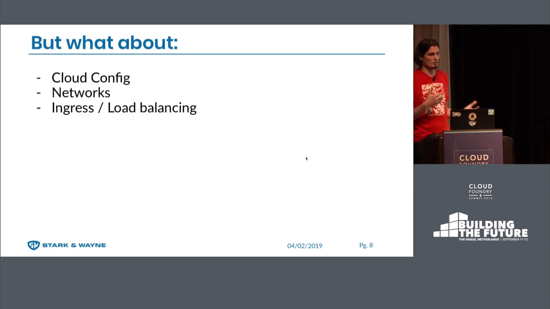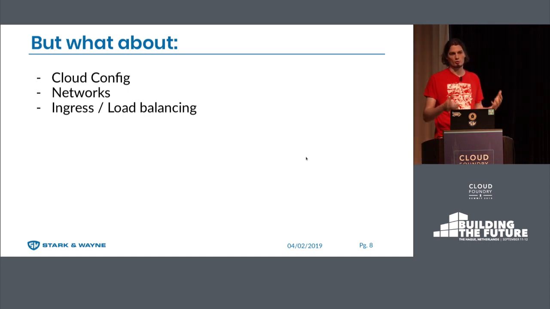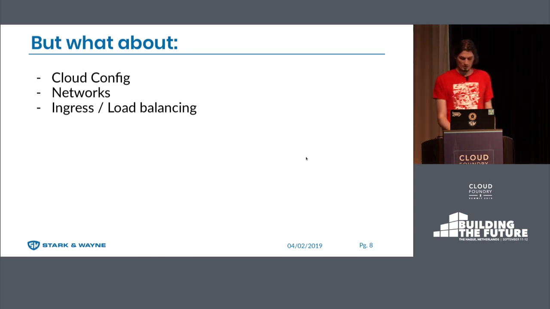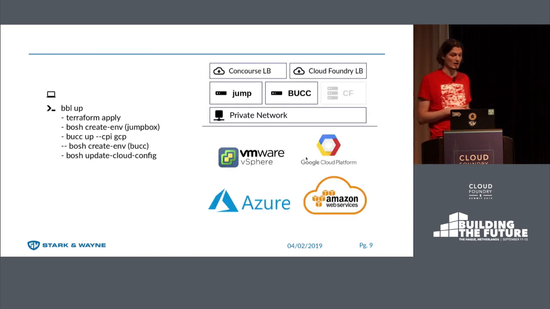But if you know BOSH a bit, you need a cloud config to describe your networks and the different types of VMs, like what sizes they are, and network extensions around load balancers, ingress, networks. So all that stuff is not taken care of, right? So you still have to think about that. That makes it harder to get started with Cloud Foundry because you have to think about boring stuff. So yeah, we can do better.